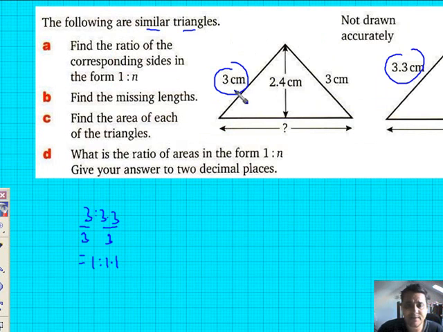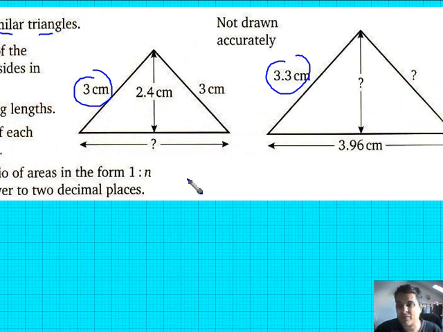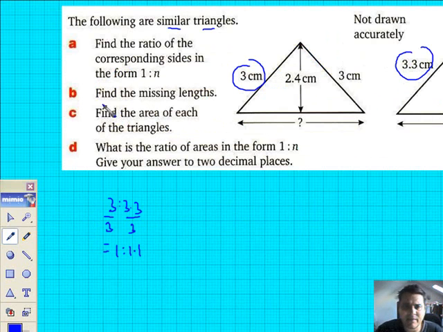The ratio of the sides, I can only directly relate the 3 to the 3.3. I presume this is an isosceles triangle, in which case that will be 3.3 as well. But we'll just leave that alone. Then it says find the missing length. So okay then. So that's part A. Now part B, find the missing lengths.